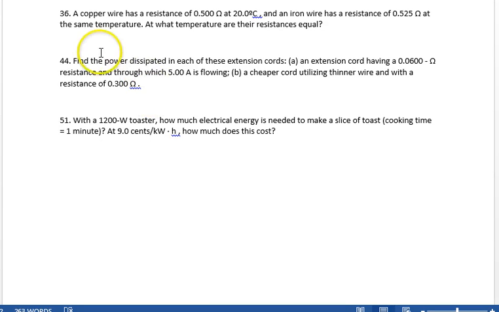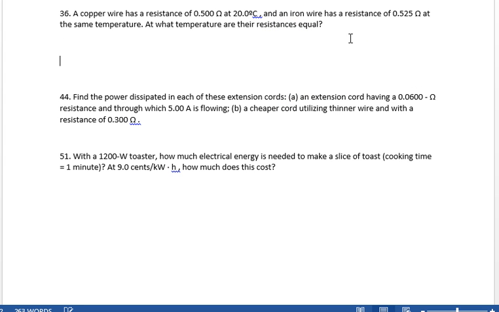Alright, chapter 20, problem 36. We have a copper wire with resistance of 0.5 ohms at 20 degrees C and an iron wire with resistance of 0.525 ohms at the same temperature. At what temperature are their resistances equal? Alright, when are their resistances equal?